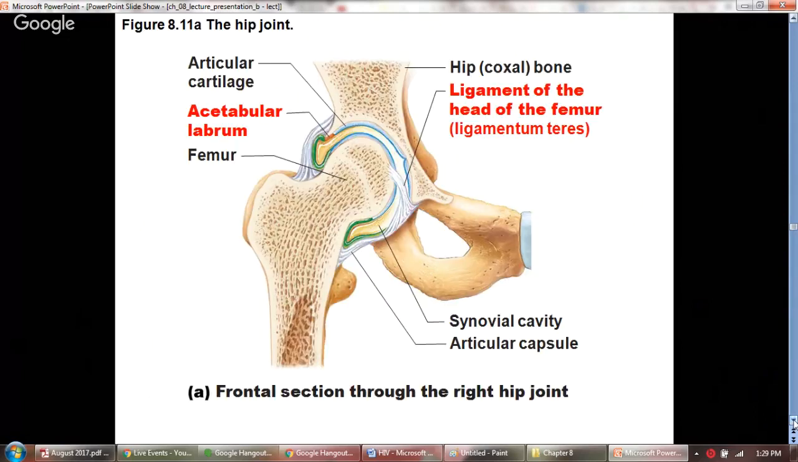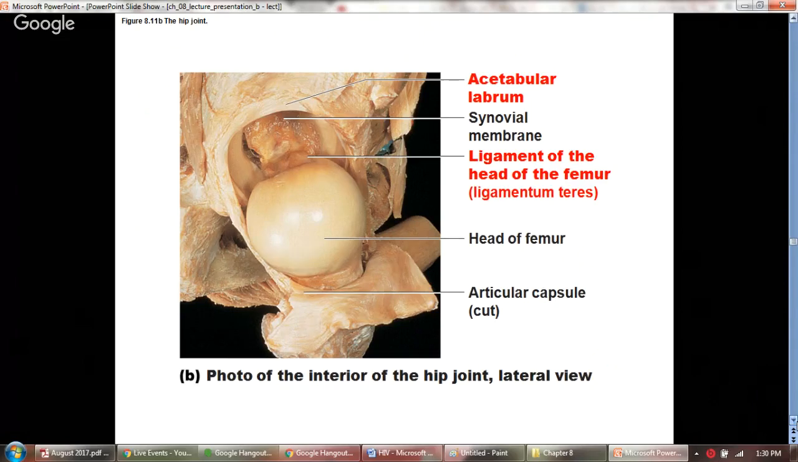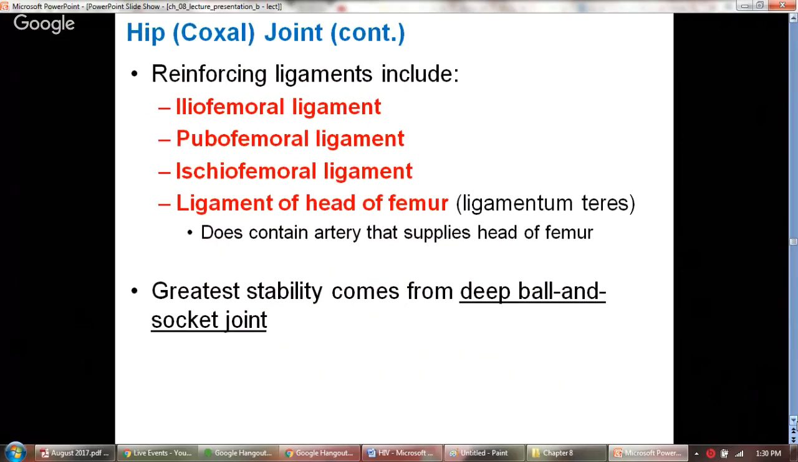So here, in the frontal section, this is the head of the femur, this is the coxal bone, the acetabulum, and you would see it's a much deeper socket, and it occupies almost the whole head of the femur. And the ligaments, of course, reinforce the hip joint. The reinforcing ligaments include the iliofemoral ligament, pubofemoral ligament, ischiofemoral ligament, and the ligament of the head of the femur.